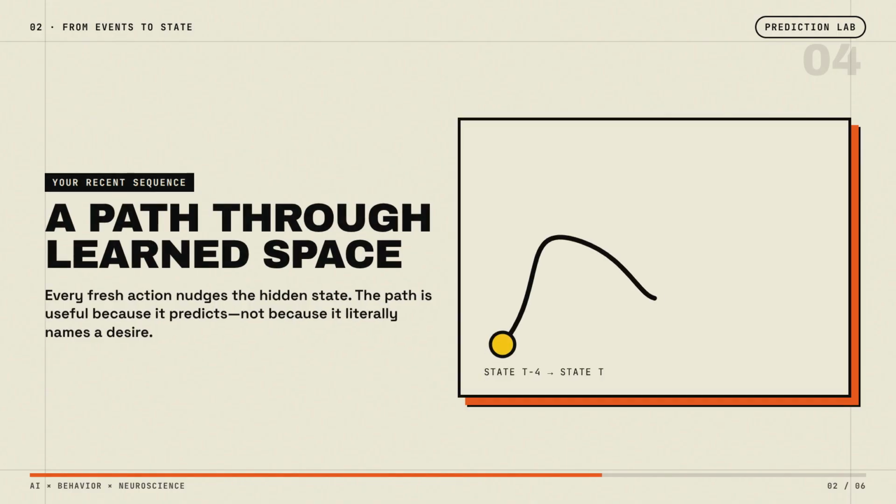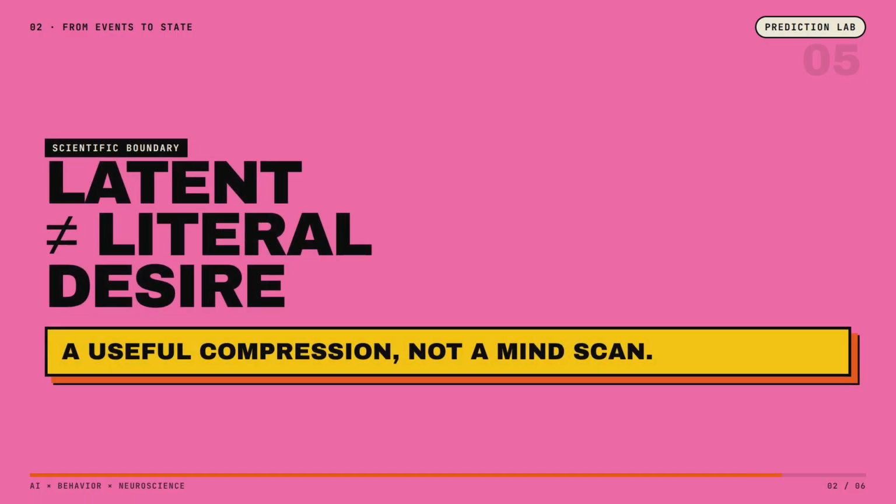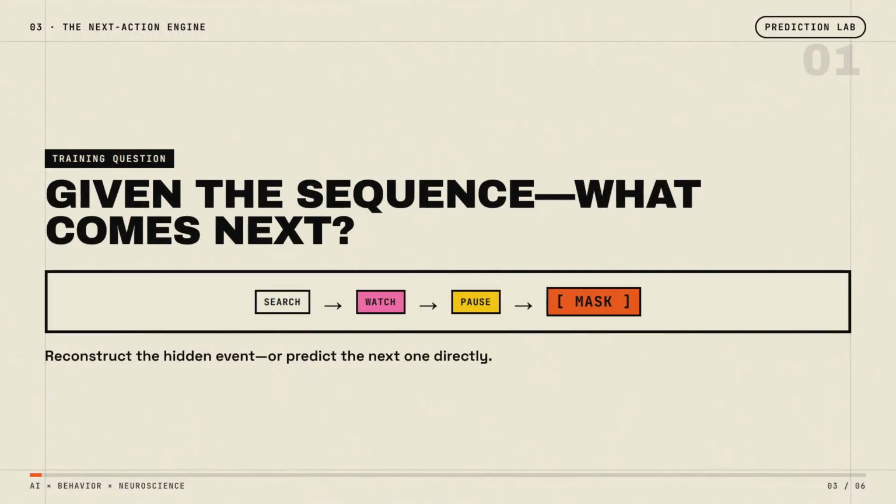This path is not a literal map of desire. It is a useful compression, a latent state that captures patterns the system was rewarded for finding. Every fresh action nudges that state. Even silence can matter when the system knows what was shown and what received no response. Now the model asks a training question. Given the sequence so far, what comes next?